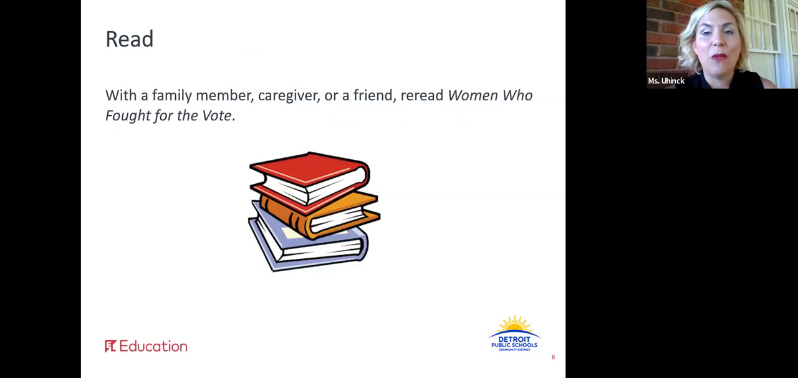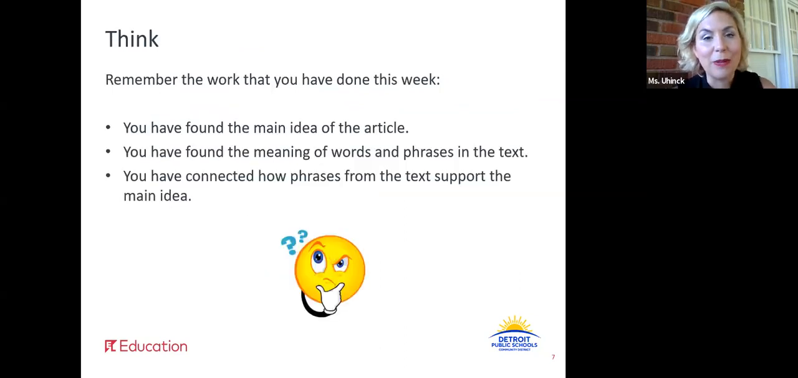Go ahead and we're going to reread this text to remind ourselves of everything that we read about this week. So with a family member, a caregiver, a friend, pause this video and reread our text. Great. Now that we read our text, I want to remind you of the work that we've done this week and give you some time to think about it.